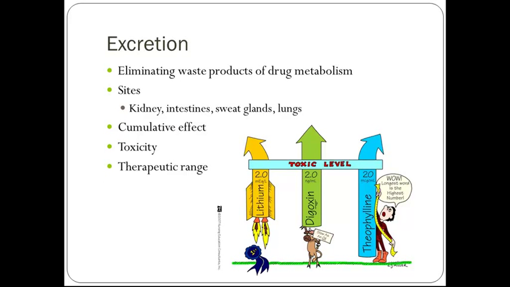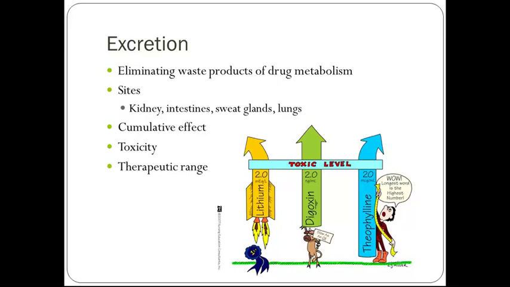Excretion. Eliminating waste products from metabolism, so sites: kidney, intestines, sweat glands, and lungs. There can be a cumulative effect where a drug builds up, or a toxicity effect where exposure becomes unsafe, where those levels become toxic and unsafe and can harm other body systems within our body.